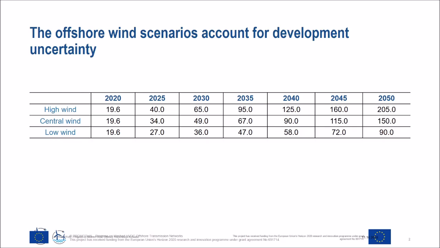A high wind development scenario amounting to 205 gigawatts of offshore wind, a central wind development scenario which amounts to 150 gigawatts, and a low wind development scenario totaling 90 gigawatts of offshore wind by 2050. Each of these scenarios is developed in 5-year time steps, and this is shown in the table here.